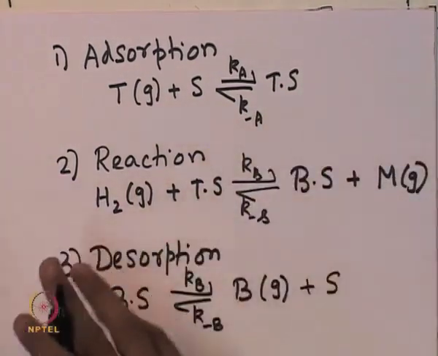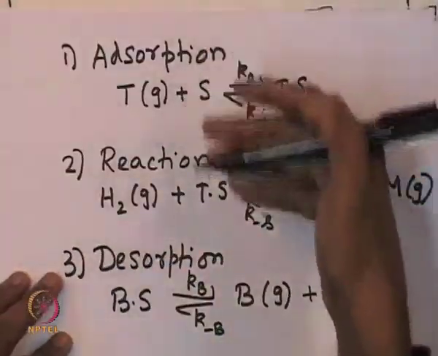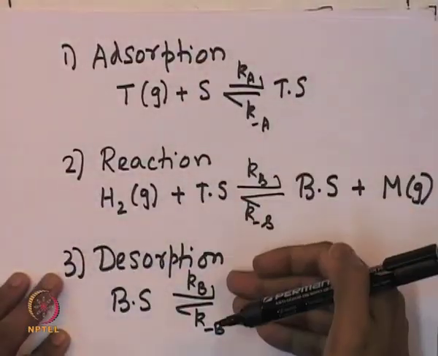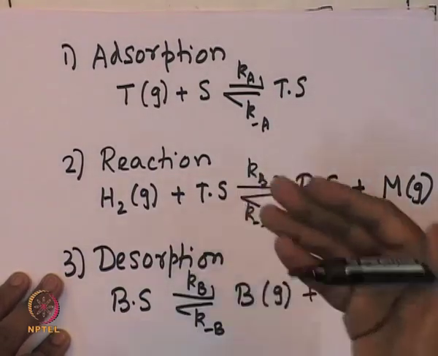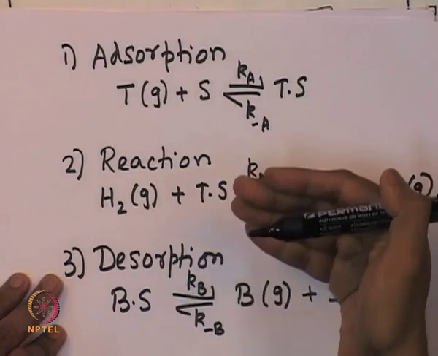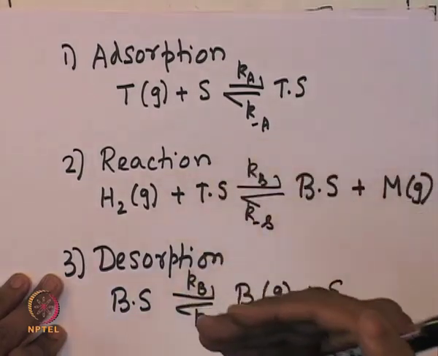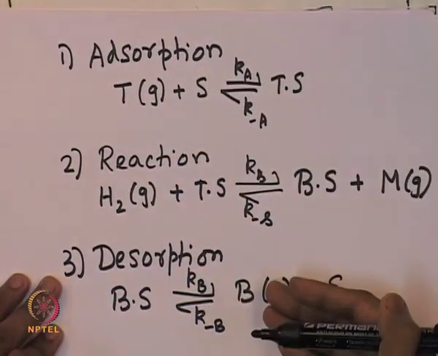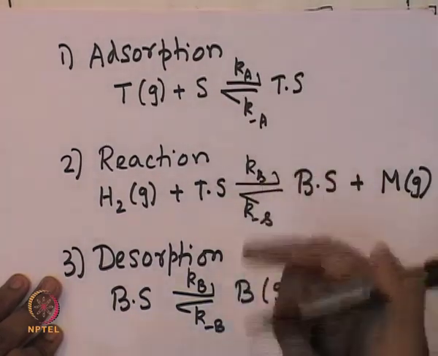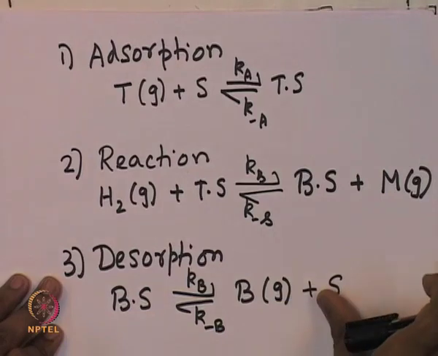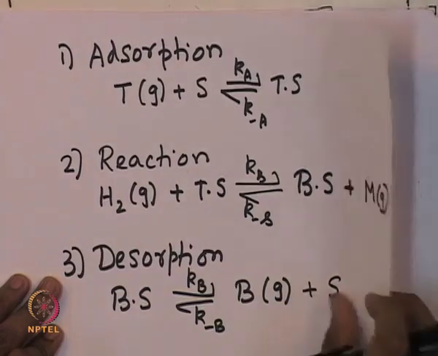So, now what we are going to do is take each of these individual steps and try to find out the reaction rate law. We have assumed which of these three is the limiting step, and based on that we are now going to find a rate law for this particular heterogeneous reaction. So, let us now go into the first step, adsorption.